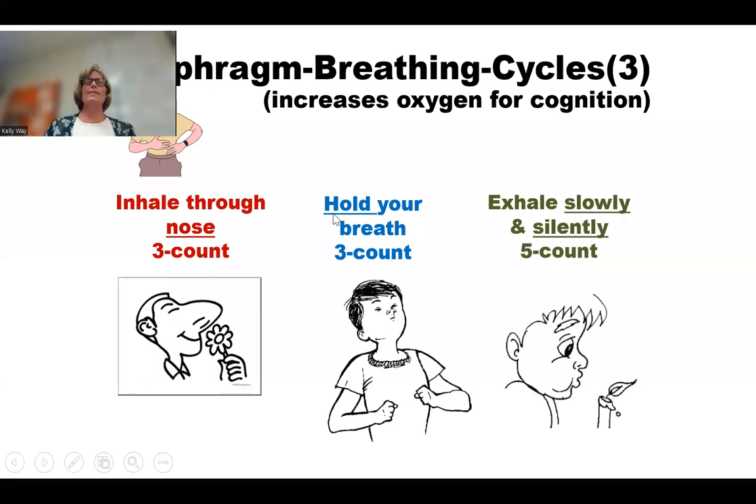Sit tall. Ready? Inhale. Hold for 3. Exhale, 5. Take a moment, really close your eyes. Relax your shoulders, inhale. Hold for 3. Exhale, 5.